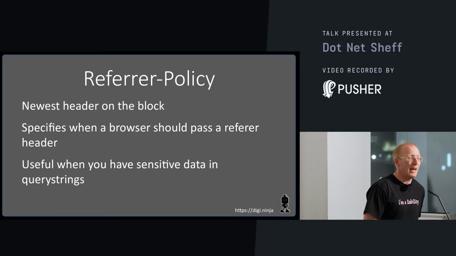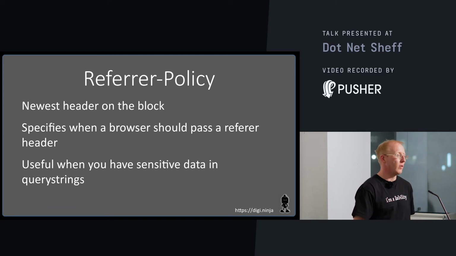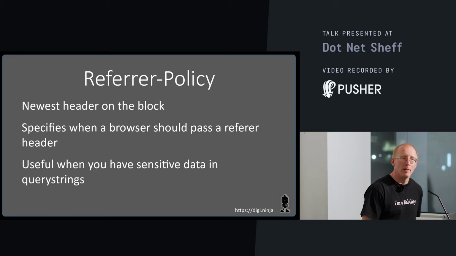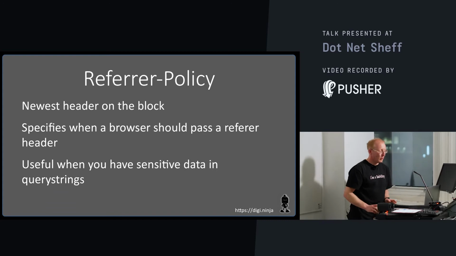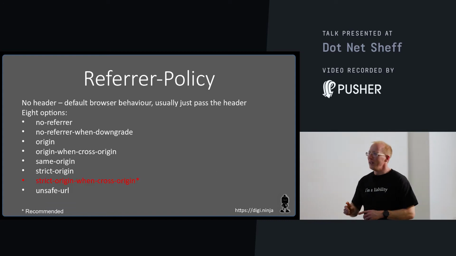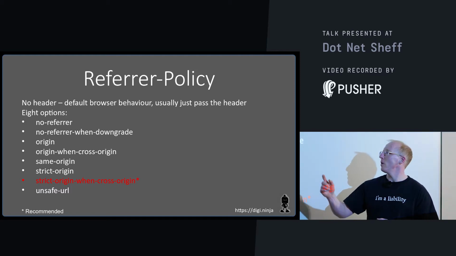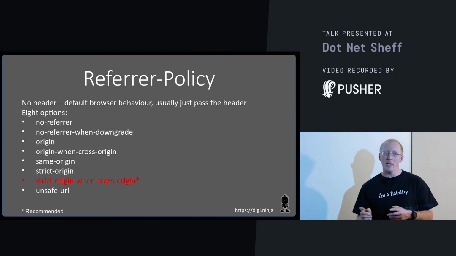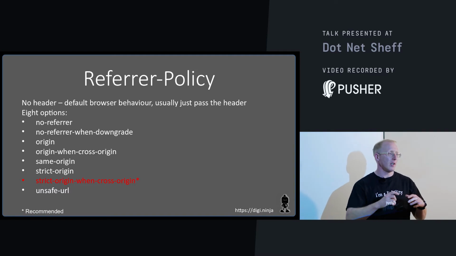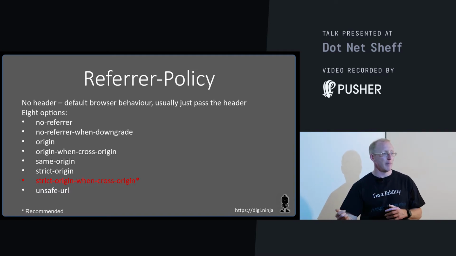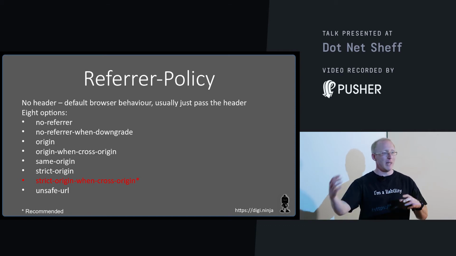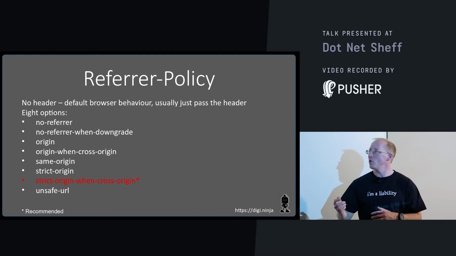You notice it's not got the X in front of it. It is an official one that's created by W3C and Mozilla and the Google crew. So yeah, it specifies when you can pass things over. So I will try and remember these. You've basically got no referrer, referrer header never gets passed. No referrer when downgrade. So if you're an HTTPS site and you're passing across to an HTTP one, a referrer won't be passed. But if it's HTTPS to HTTPS, then referrer will be passed.